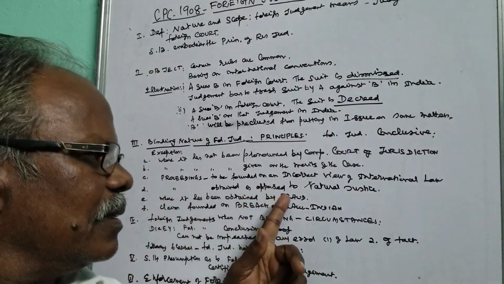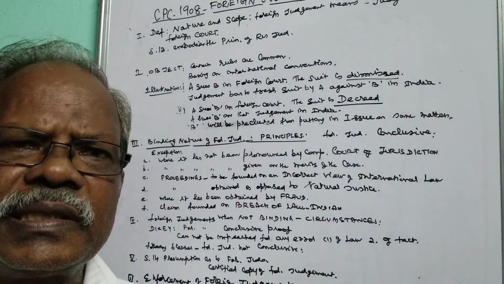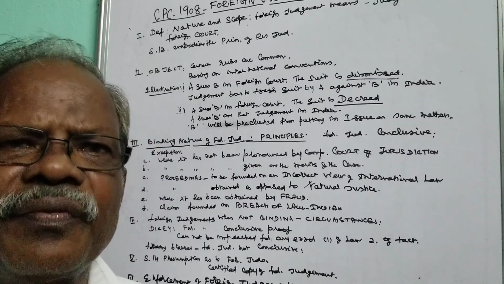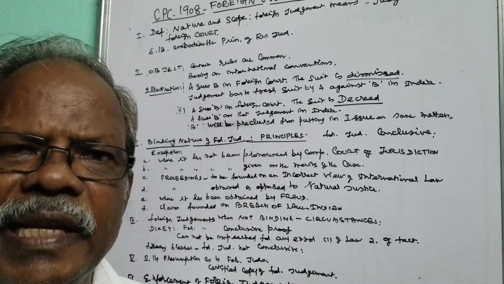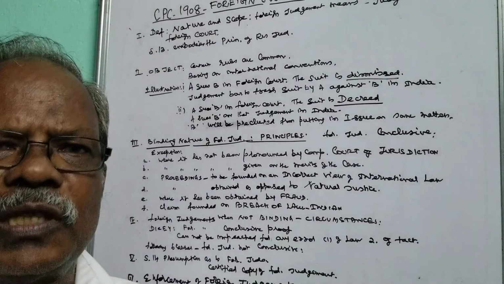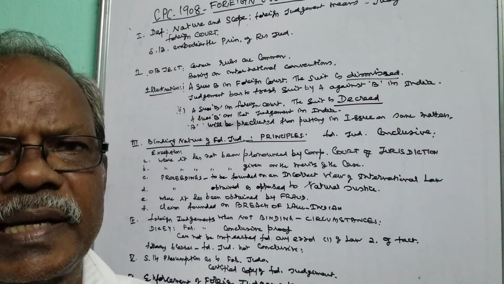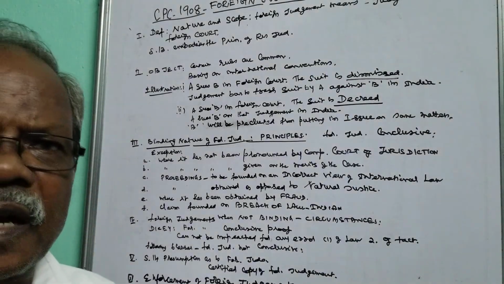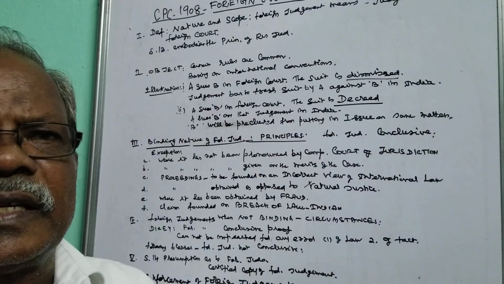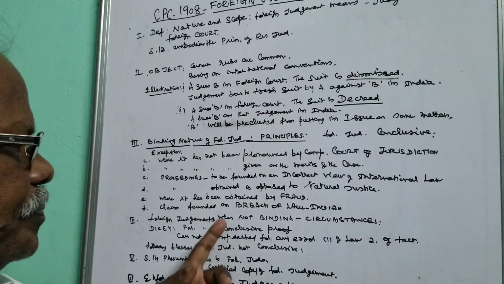Then, where the proceedings are obtained in opposition to natural justice. Natural justice means once a case is instituted, they should follow the principle of natural justice. There should not be any bias. There should be audi alteram partem, the hearing of both the parties. Notice should be served, and hearing should also be conducted. If these principles are not followed, then it is not binding on the Indian court.